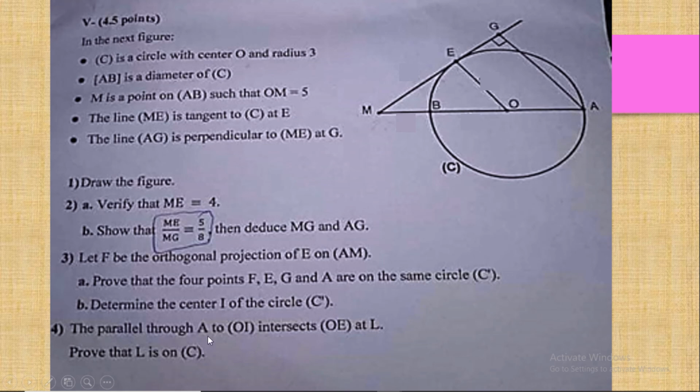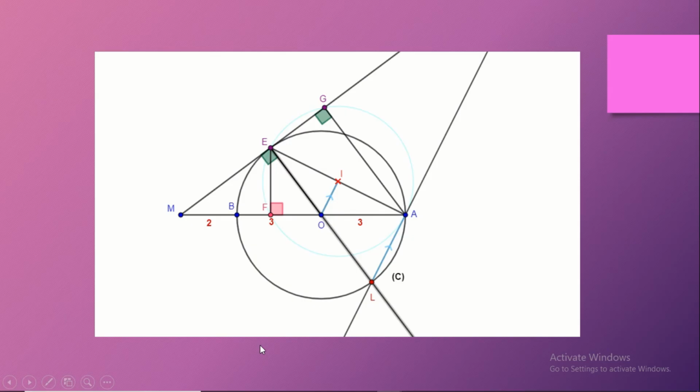Now the parallel through A to OI intersects OE at L. This is also very important. Note that I, we have just proved, is the midpoint of the hypotenuse. We have a midpoint. We also have a parallel through A to OI, parallel to the line through the midpoint. This parallel will intersect OE at L. Prove that L is a point on this circle. Sure, we have to analyze the given. I is the midpoint of EA.